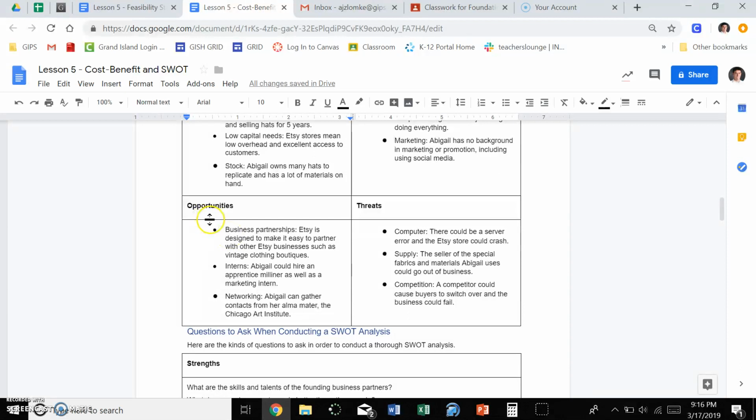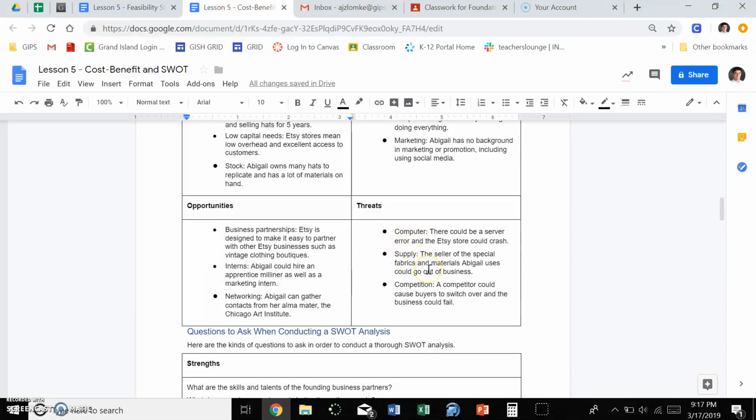What opportunities do you have? By starting this business, what things could actually happen? Like they talked about in this situation, if they're starting their hat company, they might be able to partner with Etsy to make the business run a little more efficiently. You could hire interns. What different things like that might help your business? So what opportunities do you have as a business that might help you be successful?